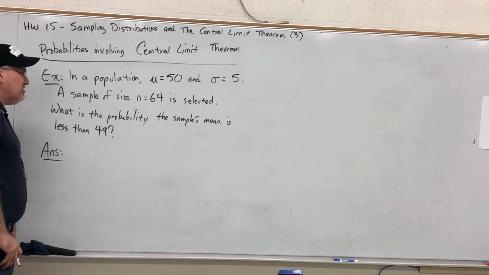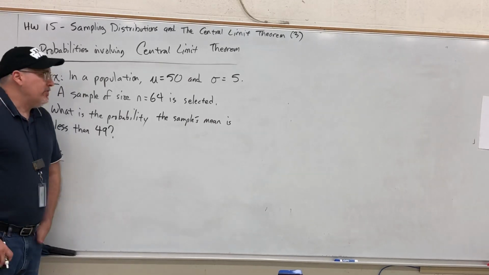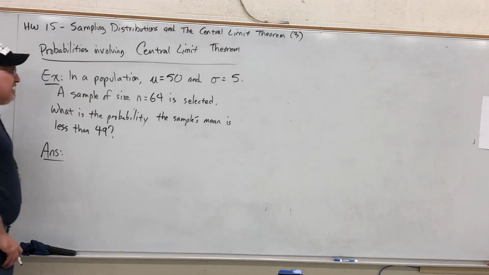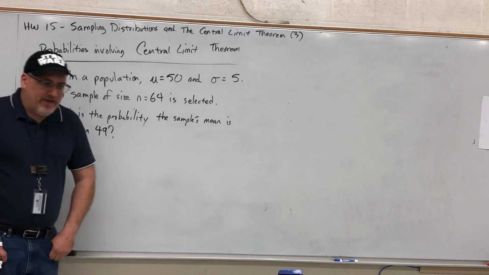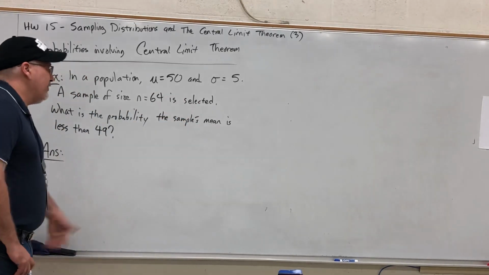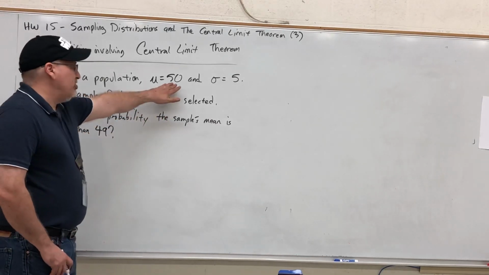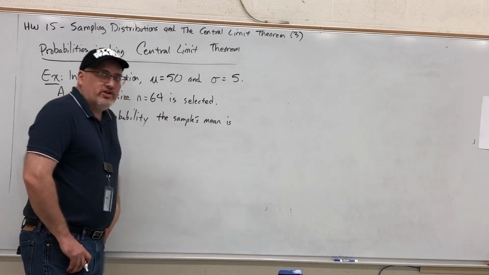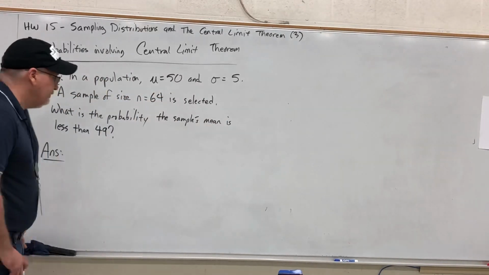For example, let's say in a population we know that the average is 50, and we know that the standard deviation is 5. And we pick a sample of size 64. So wrap your mind around that. We got a population of values that could represent anything. Let's say they represent ages. And we know that the average age in some sort of population is 50, and the standard deviation of those ages is 5. And we go and pick 64 people out of this population.